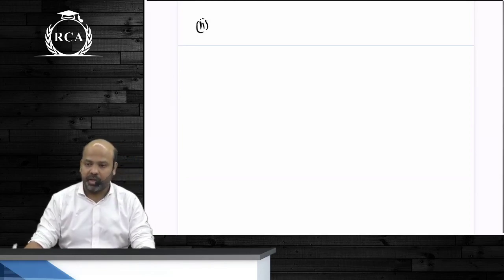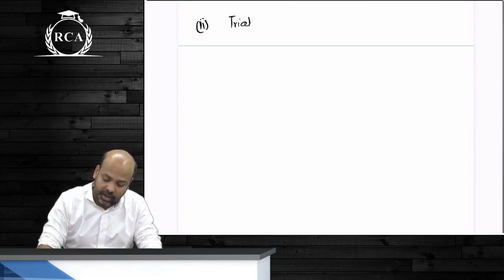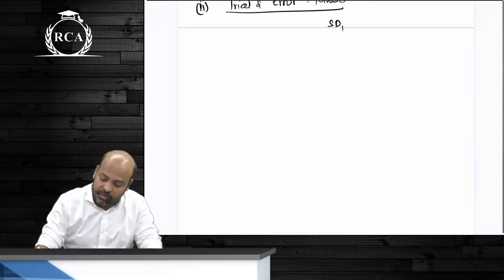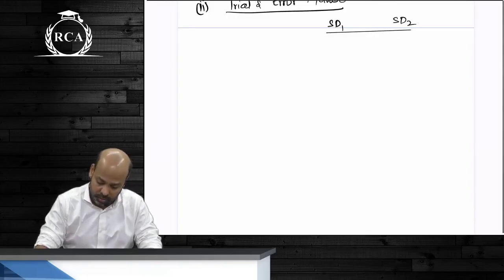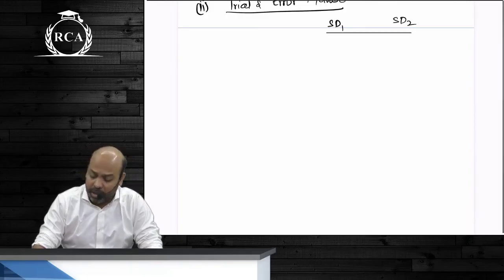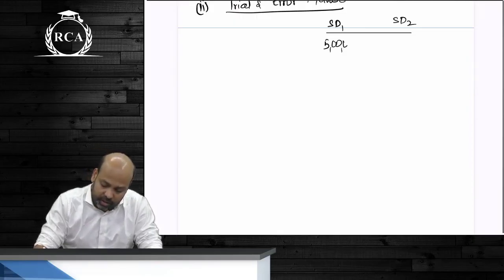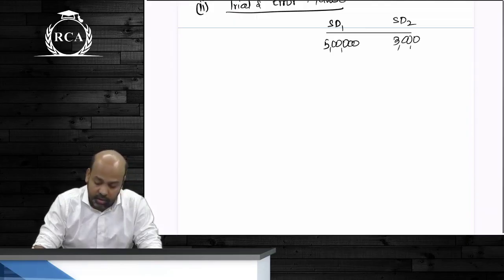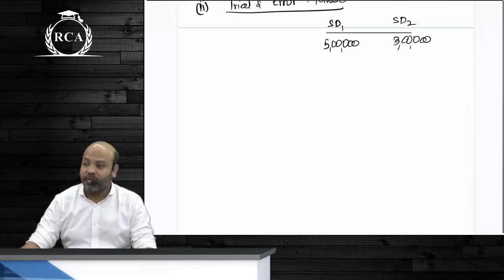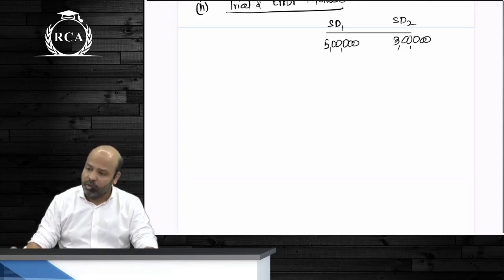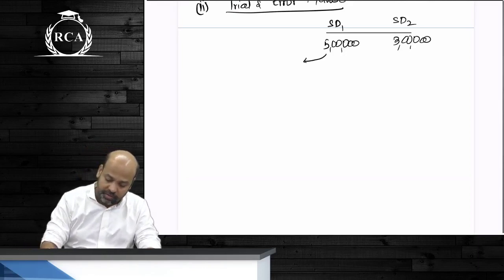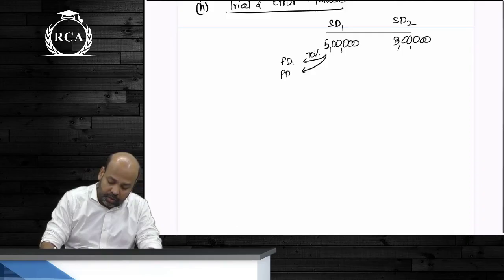What we just did with the repeated redistribution method can be presented in a slightly different way, and the name of that method is the trial and error method. Under service department 1 and service department 2, the amount of overheads as per primary distribution was how much? 5 lakhs and 3 lakhs. When we were reapportioning service department 1 cost, 70% of this and 20% of this went to what? PD1 and PD2. Yes or no?